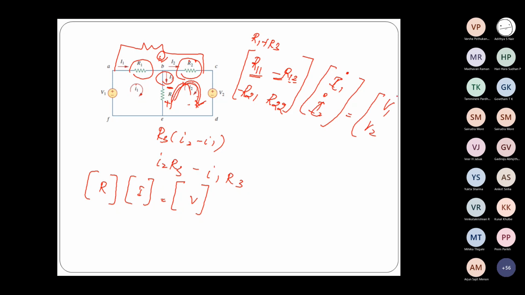V1, V2. So what is this V1 and V2? V1 is the voltage source present in loop 1. And then V2 is nothing but the voltage source present in loop 2. Okay.